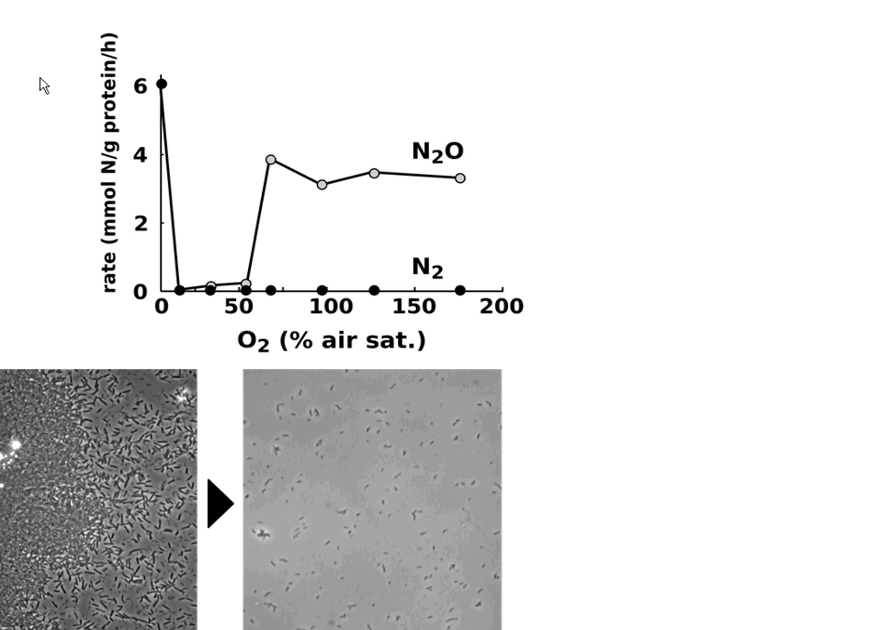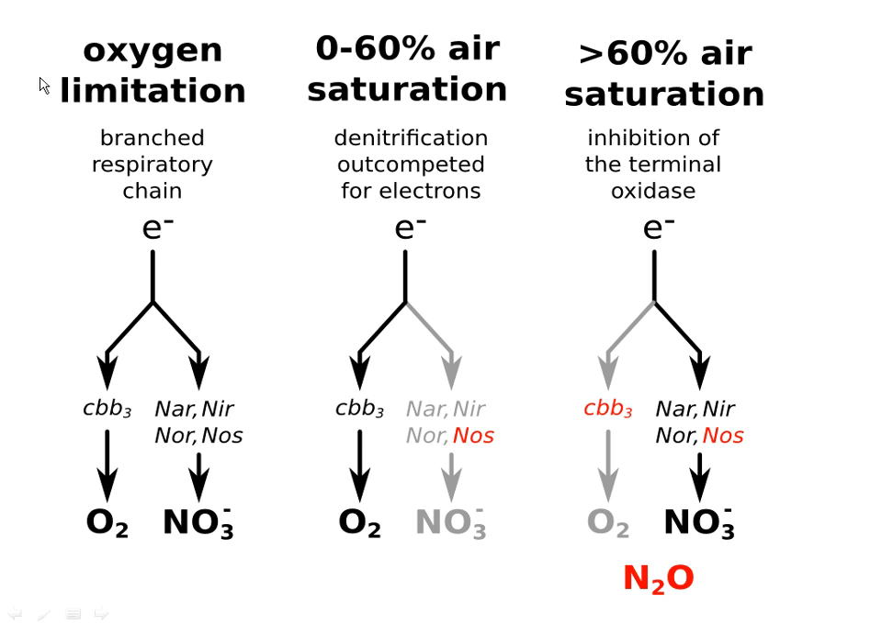How can that be? Well, what I think is when you have oxygen limitation, you have a branched respiratory chain. So the electrons go to the CBB3 terminal oxidase, to the denitrification enzymes, and all is good, and the two processes work in parallel. When you then add oxygen, denitrification is outcompeted for electrons. And now the oxygen reductase has plenty of power to absorb all these electrons, and you only get aerobic respiration, and denitrification stops.